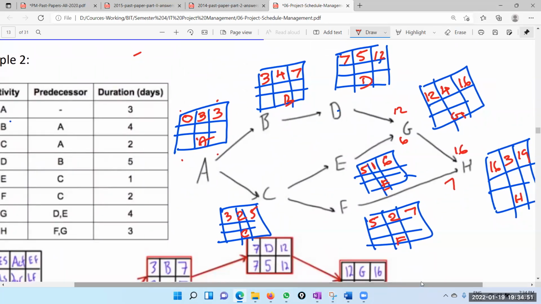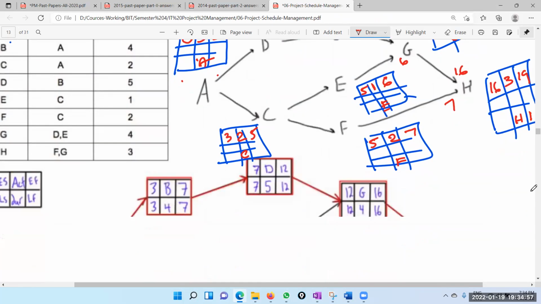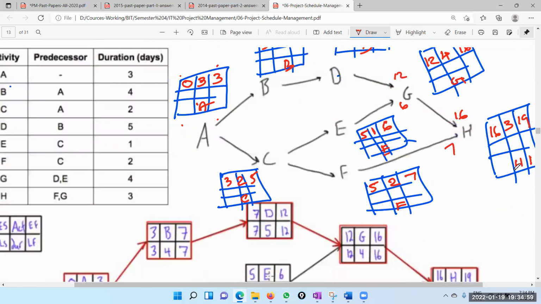And now we can do the backward pass. Now, which one is the biggest one? 19. So you take that as the late finish, right? Late finish.